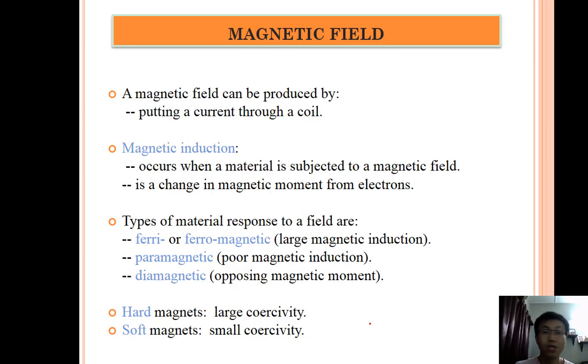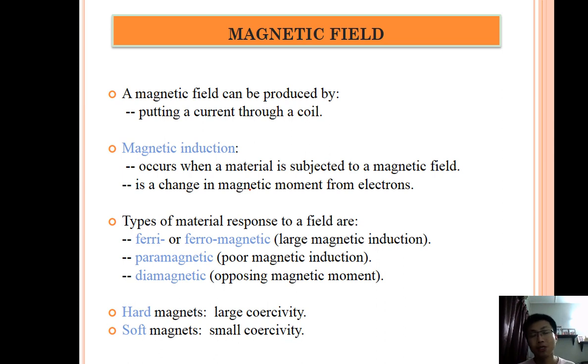Next, just a brief summary about the magnetic field. So what is a magnetic field? A magnetic field can be produced by putting a current through a coil, as shown before. And what is magnetic induction? It occurs when a material is subjected to a magnetic field and there is a change in the magnetic moment. This is more on the so-called material science. Here we talk about material science.